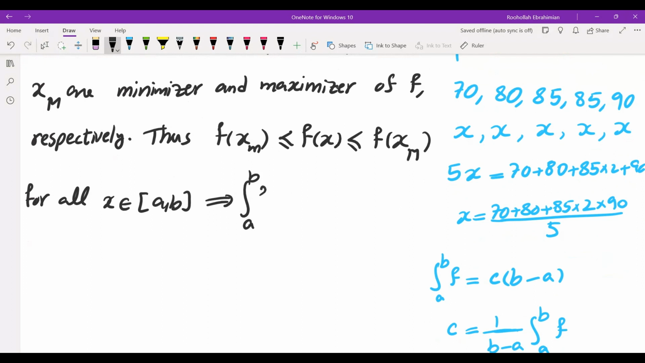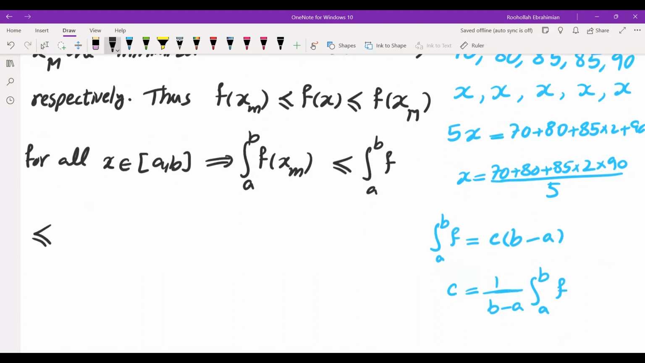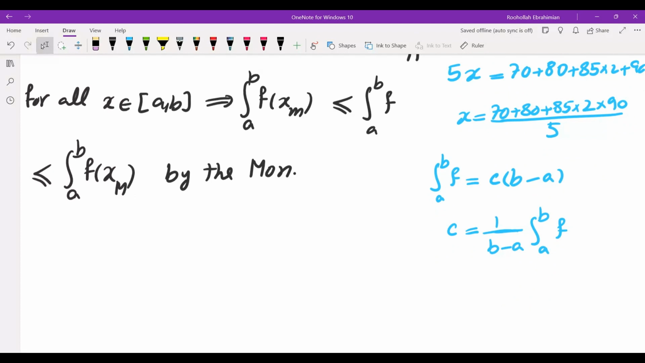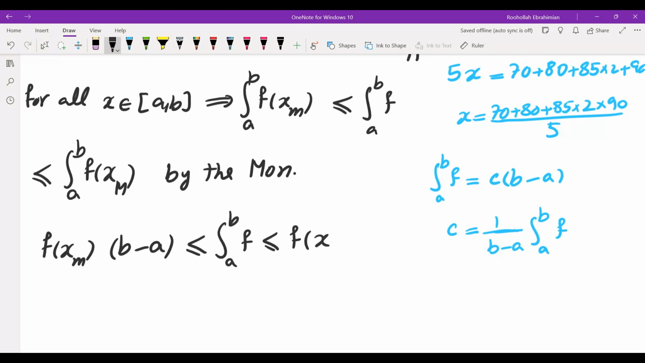The integral from a to b of f(x_m), with lowercase m, is less than or equal to the integral from a to b of f, which is less than or equal to the integral from a to b of f(x_M), with capital M, by monotonicity. So we know the integral of a constant would be f(x_m) times (b minus a). That's less than or equal to the integral from a to b of f, which is less than or equal to f(x_M) times (b minus a).